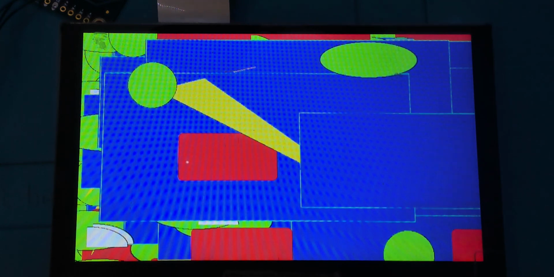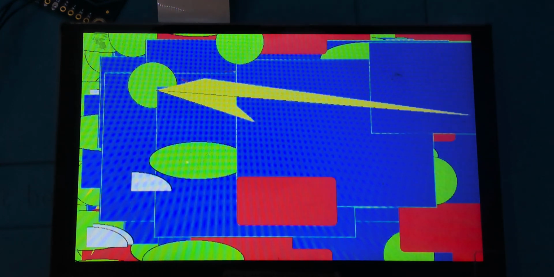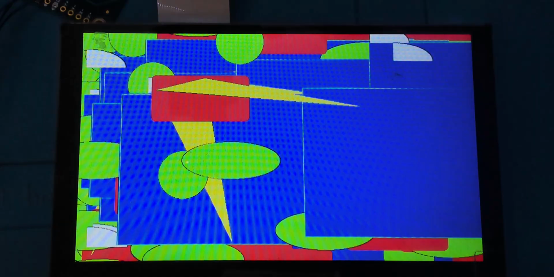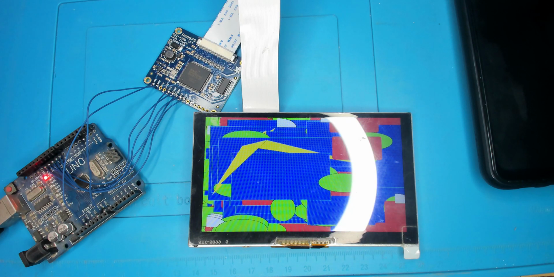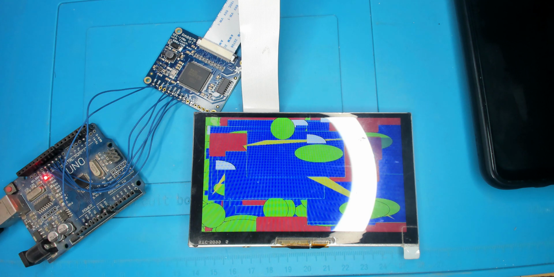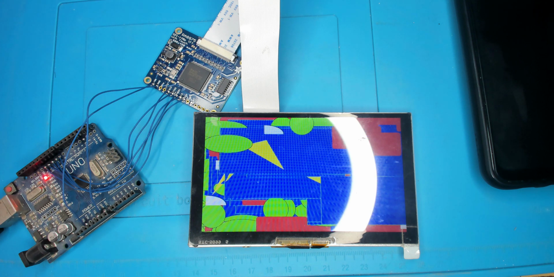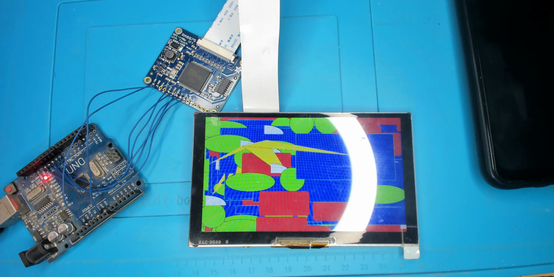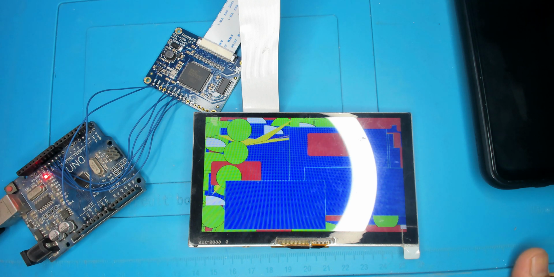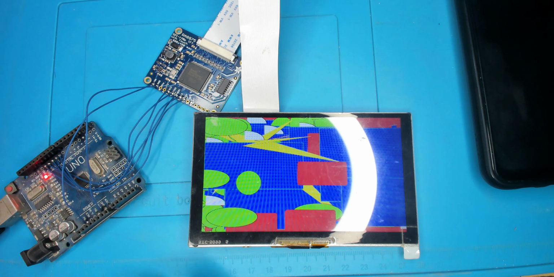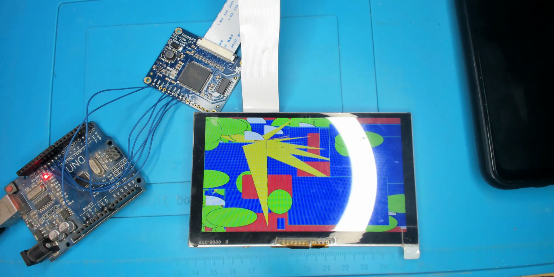So this LCD display is actually being run by an Arduino Uno. So how do we do that? An Arduino Uno definitely does not have enough memory to put a full 8-bit RGB, 800 by 480 frame on it at once, nor have I attached any separate SD card or any other sort of storage.